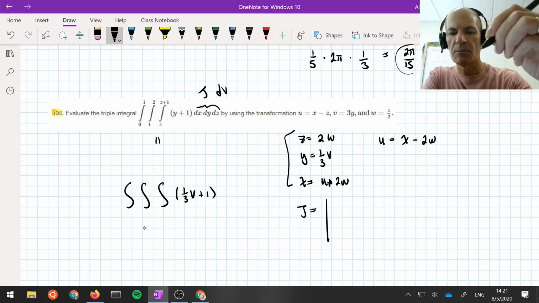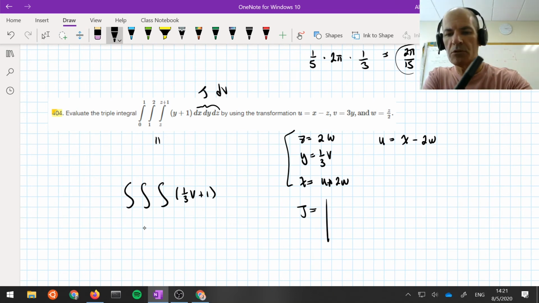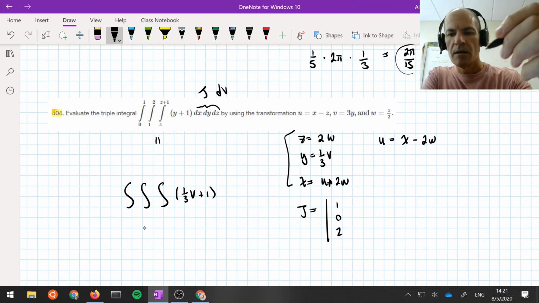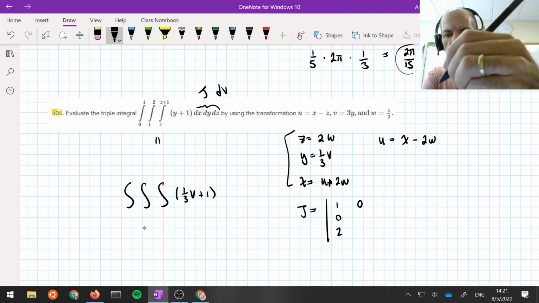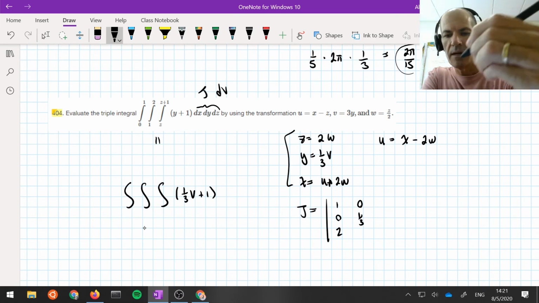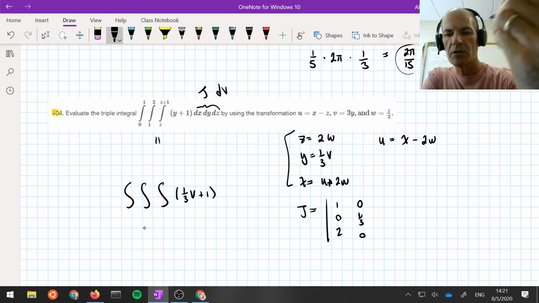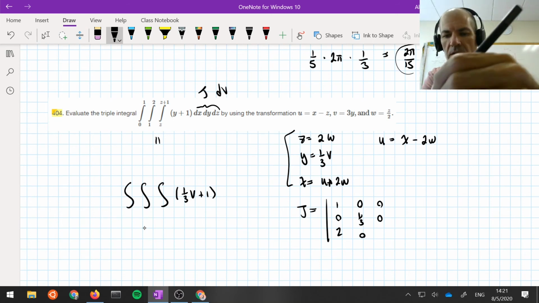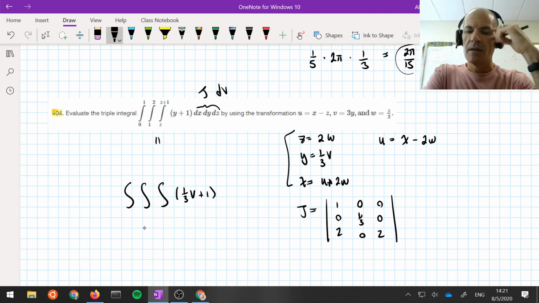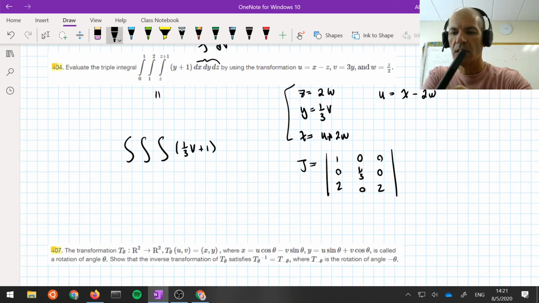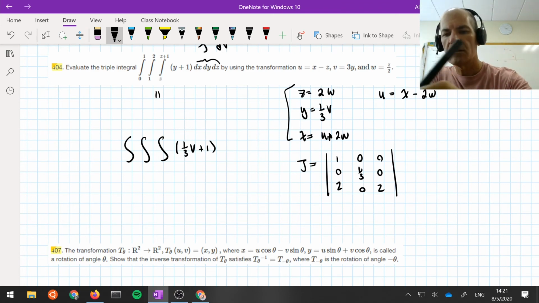The Jacobian is going to be the determinant of this 3×3 matrix. The partial of x with respect to u is 1, with respect to v is 0, and with respect to w is 2. The partial of y with respect to u is 0, with respect to v is 1/3, and with respect to w is 0. And finally, the partial of z with respect to u is 0, v is 0, w is 2. We can compute this determinant by going along a row and using the method of cofactor expansions. Let's go along the top row because two of the cofactors are 0. So all I need to do is write 1 times the determinant of this little 2×2 submatrix, which is 2/3.